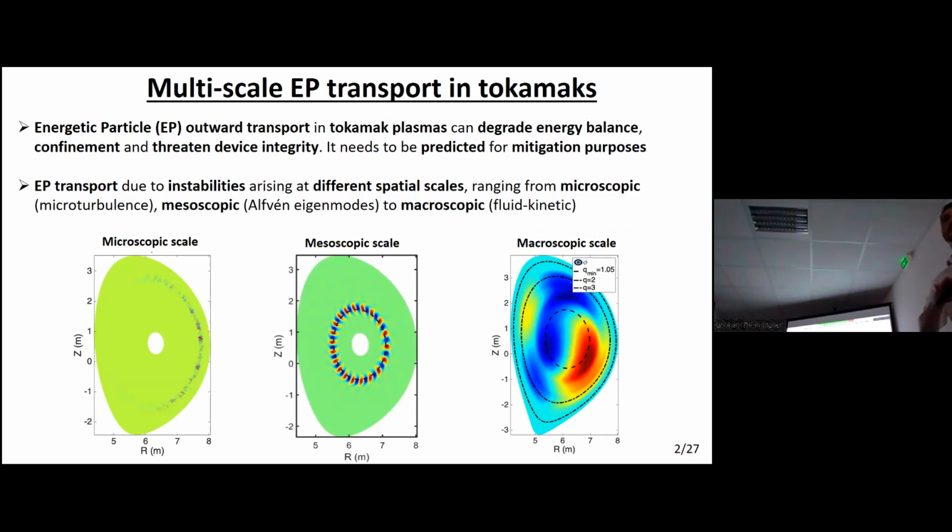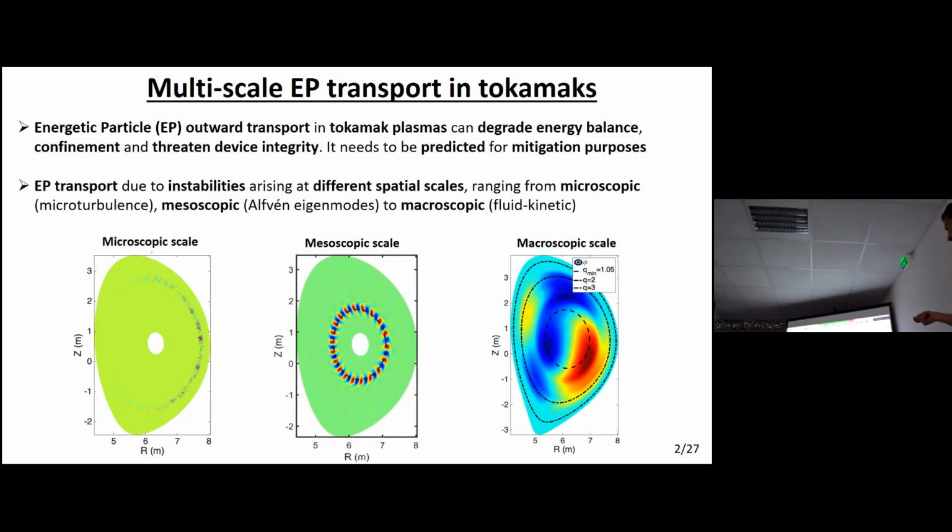In order to come up with mitigation strategies, we first need to be able to realistically predict such transport. But the other tricky thing is that such transport can arise at very different scales. EP transport is driven by instabilities that arise at different spatial and temporal scales, ranging from microscopic scale with microturbulence, to mesoscopic with Alfvén modes, and to macroscopic. Here you have examples of such instabilities in the ITER tokamak. We have done simulations showing each of them.